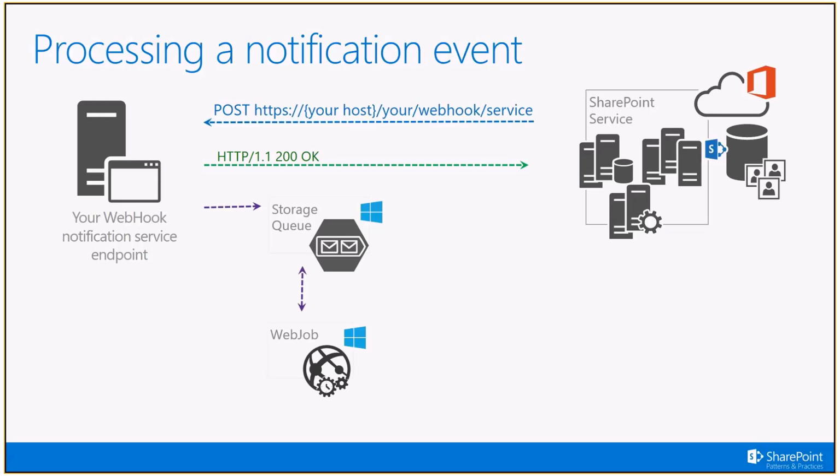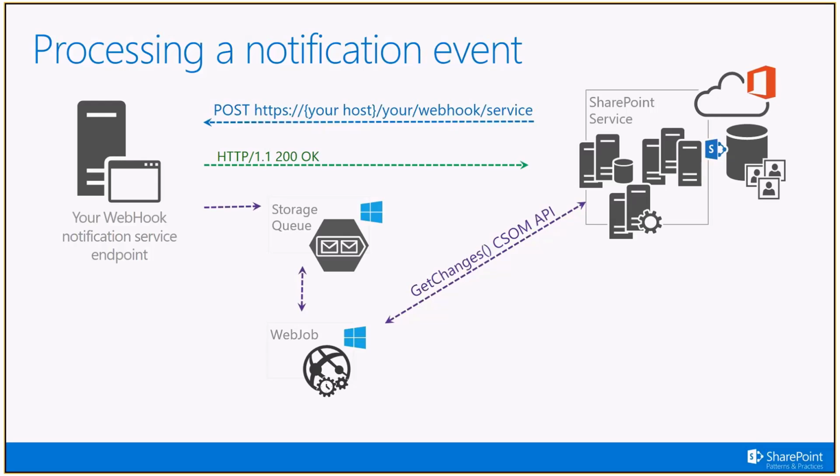Once it's inside the storage queue, you need to act upon the messages in the queue. An easy way to do so is using Azure Web Jobs, which can automatically monitor the queue and get triggered when there's something in the queue. And then the clue here is let's use the get changes CSOM API.